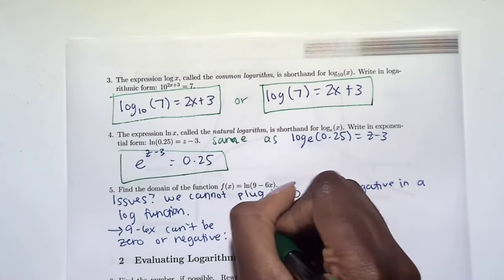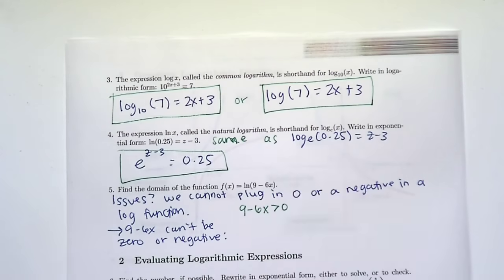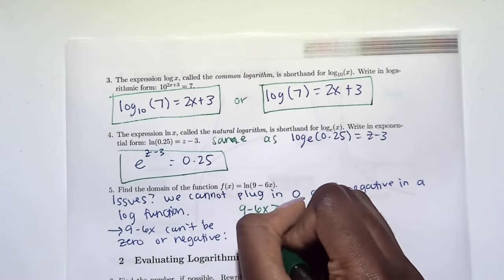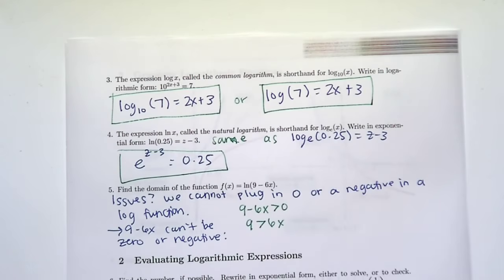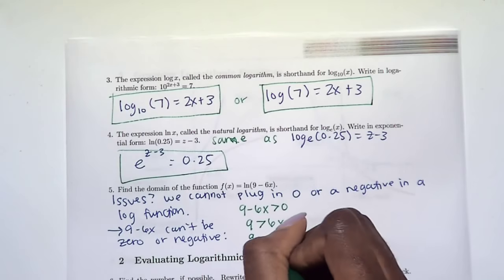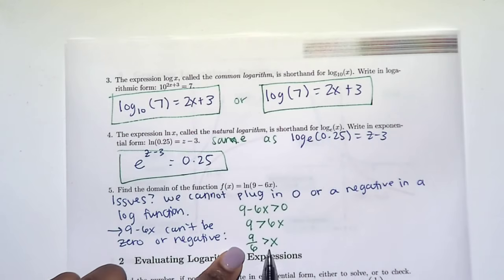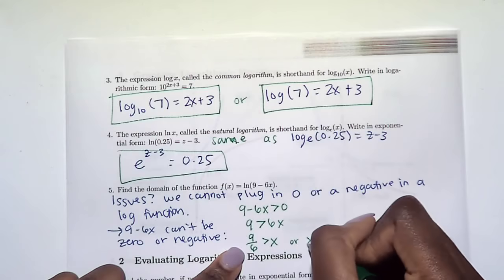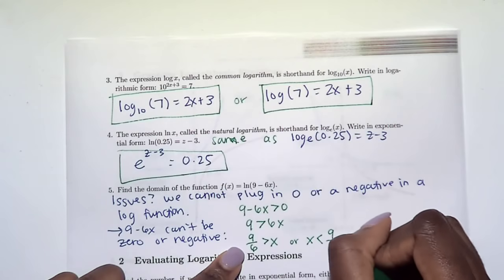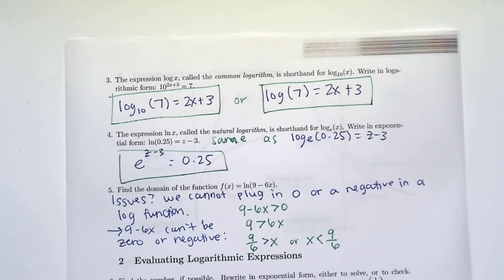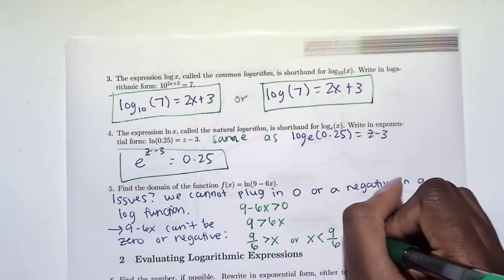All right, so we can do 9 minus 6x greater than 0. That makes it positive. Okay. I'm going to add the 6x to both sides and then divide by 6. So we can write it like this: 9 over 6 is greater than x, or it may be a little easier to see x is less than 9 over 6. So all of our x values must be less than 9 over 6, which is 3/2.